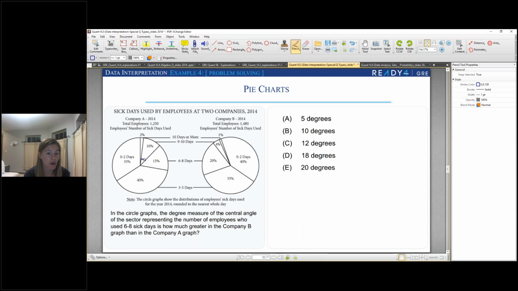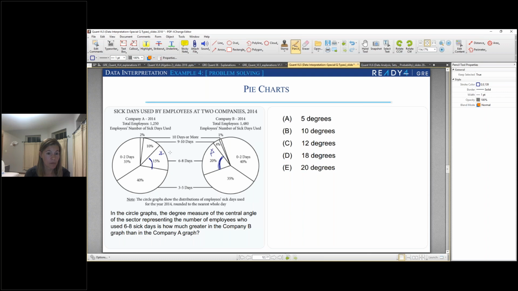So in the circle graphs, the degree measure of the central angle of the sector representing the number of employees who use 6 to 8 sick days. Okay, so we're talking about this wedge here, how much greater it is in the company B graph than the company A graph. So we're comparing these two sectors, but they want to know the difference between this angle and this angle.